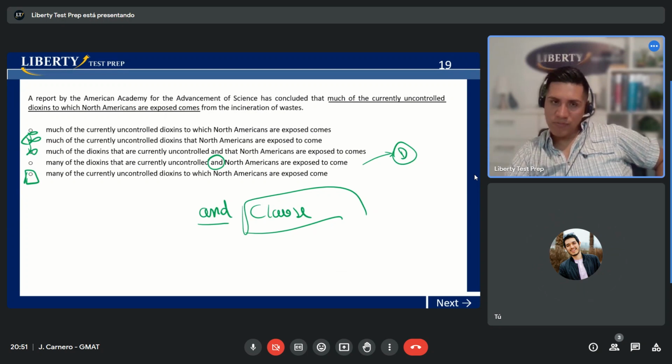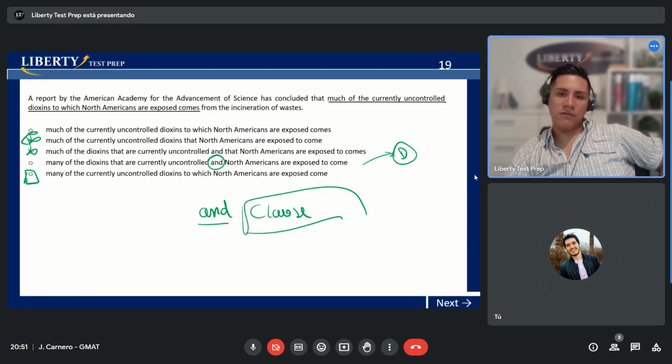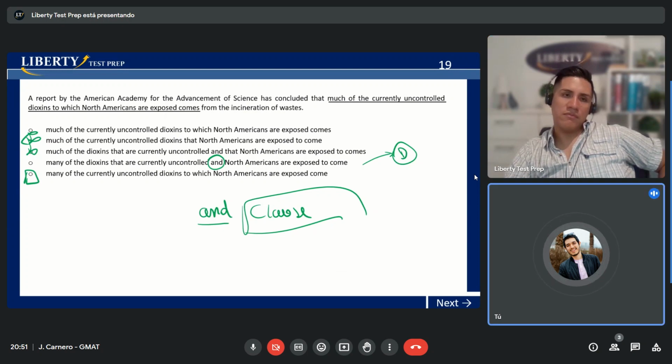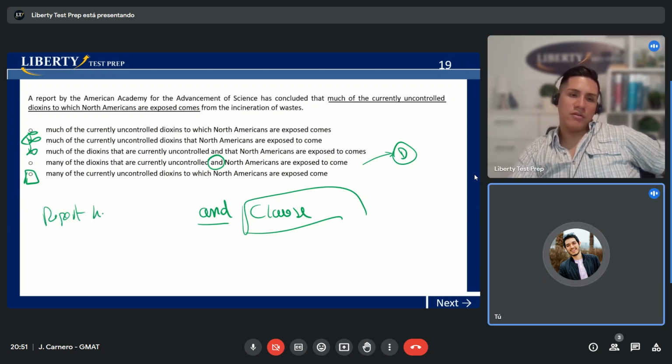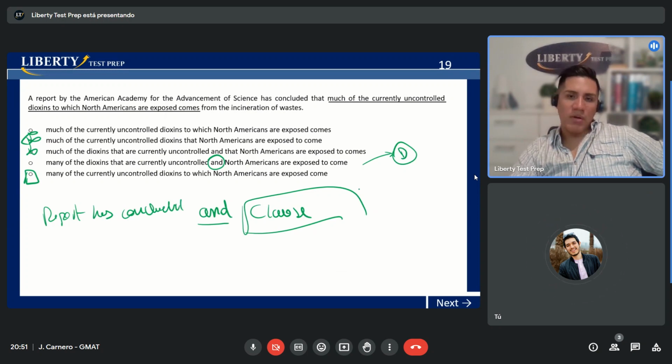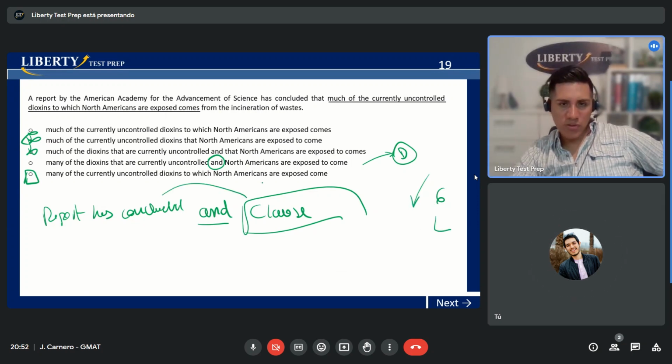Be careful. "Many of the dioxins that are currently uncontrolled." Okay, that's not a main clause. But don't you have a main clause on the left? "Many of the dioxins, I report." It could be the first part that's not underlined. Of course, the report has concluded. So it's important for us to notice that. So grammatically, do you have another clause? Yes. Grammatically, it's fine. Now, what do we have to check? Logical. Do you want to make those two parallel?